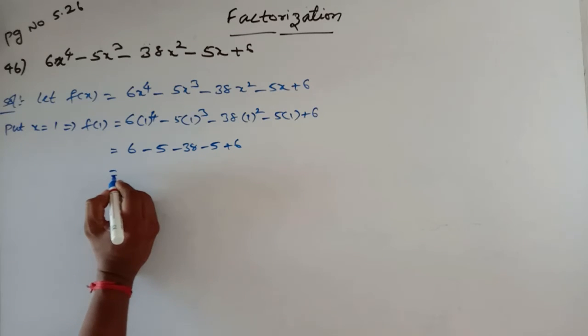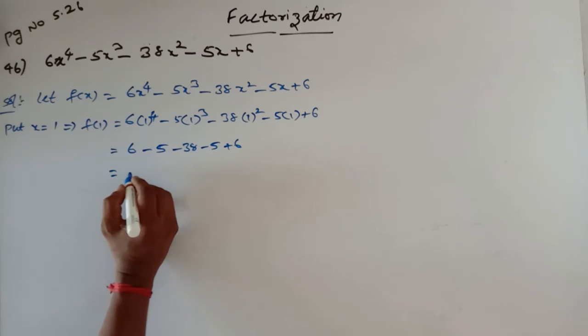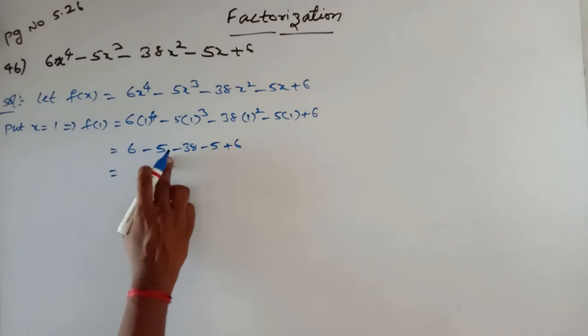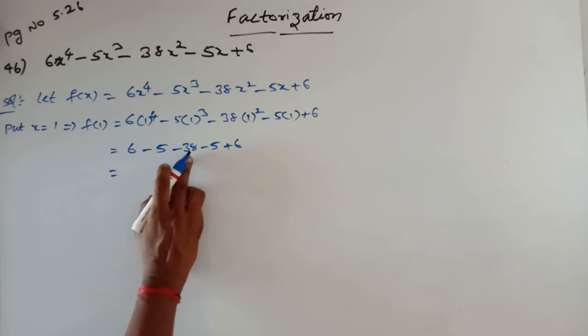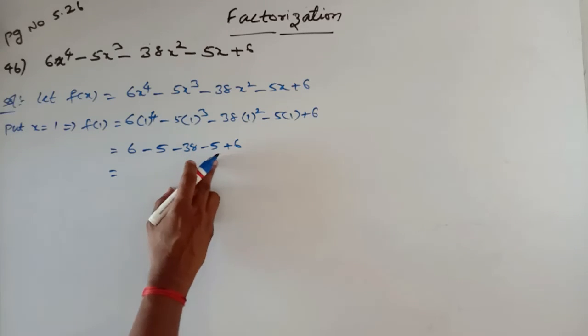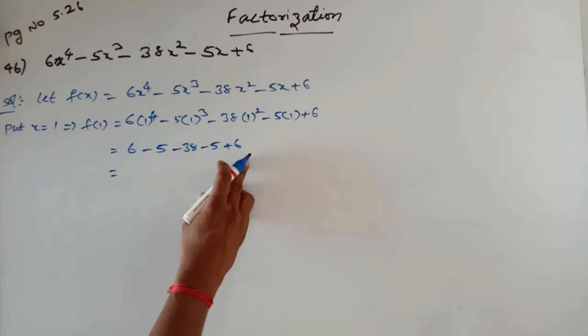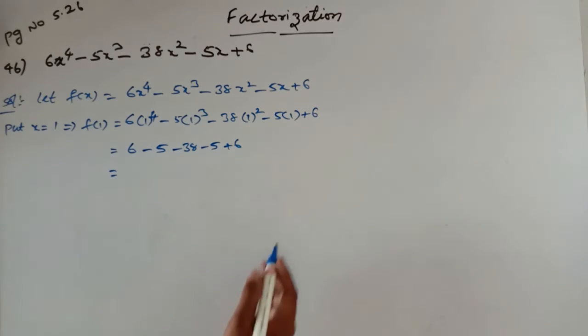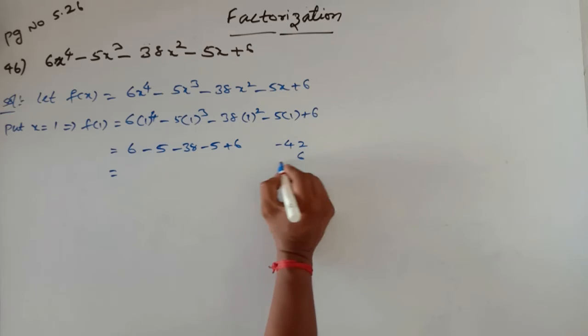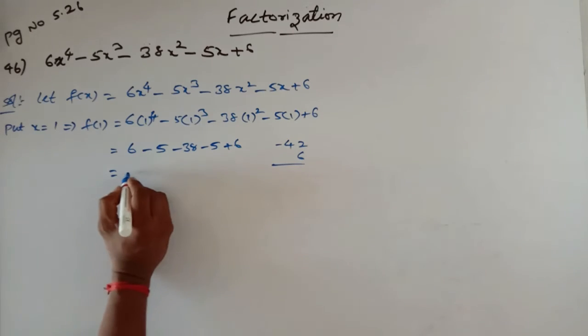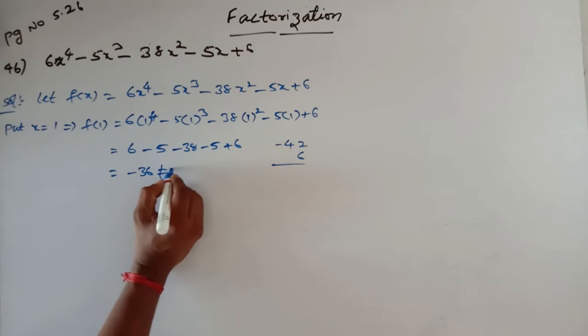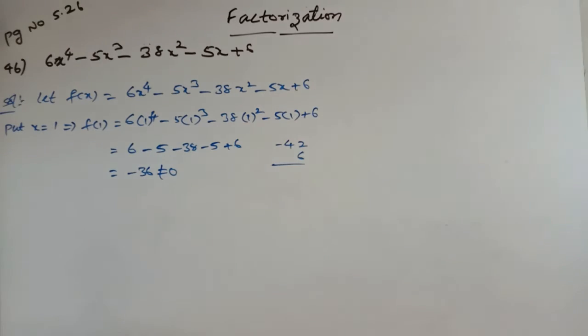So that value is equal to 6 minus 5 is 1, 1 minus 38 is minus 37, minus 37 minus 5 is minus 42, minus 42 plus 6 is minus 36. Minus 36 is not equal to 0, hence it is not a factor.